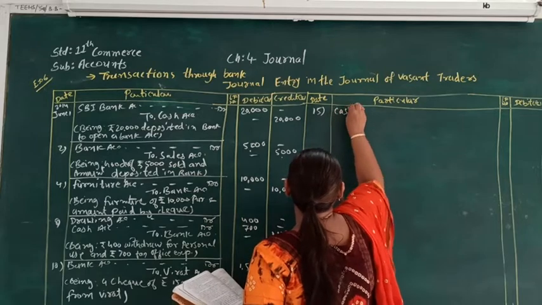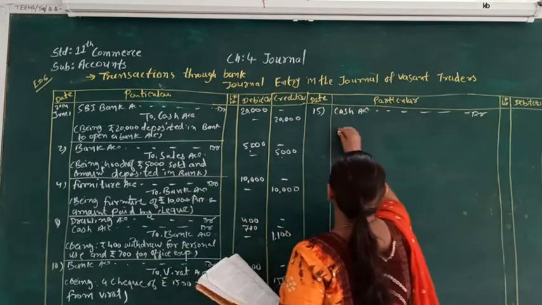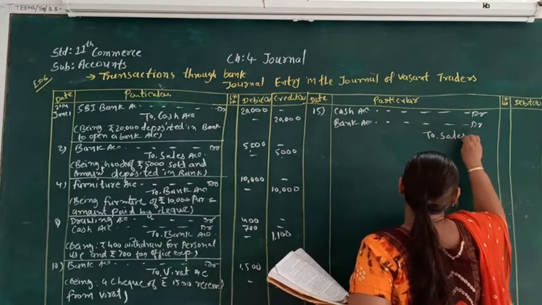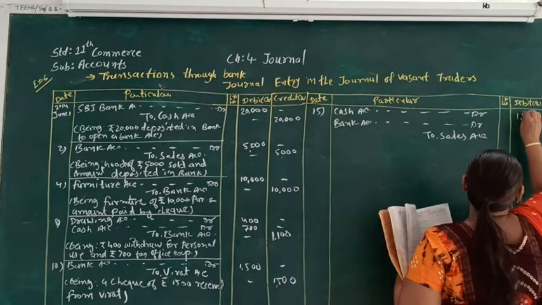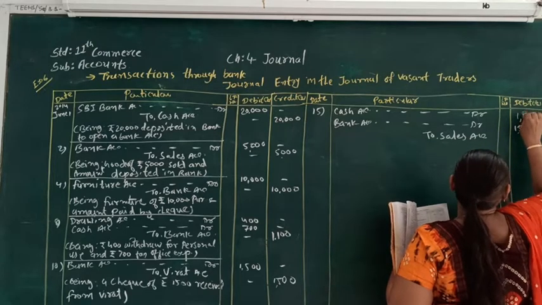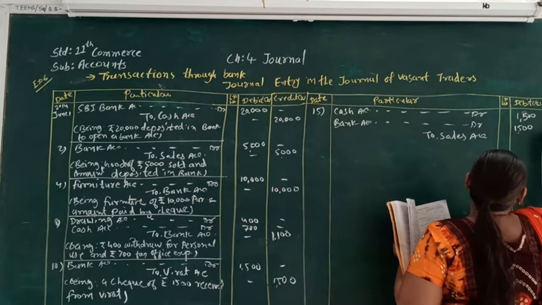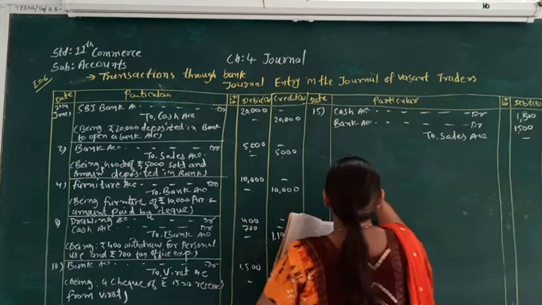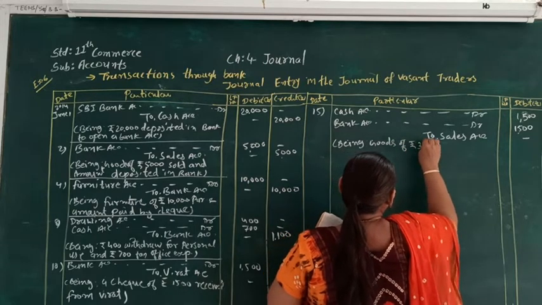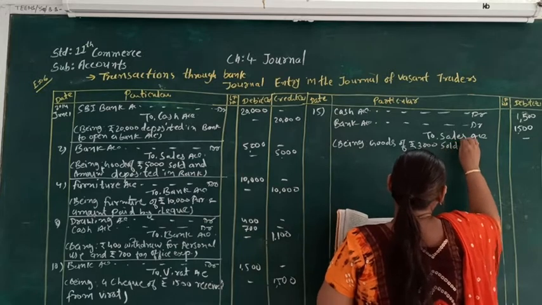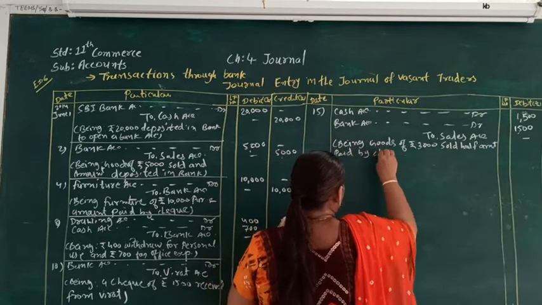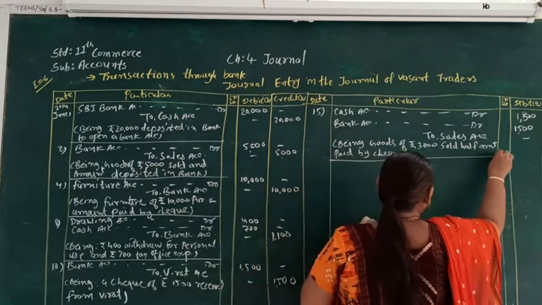Cash account debit, bank account debit, to sales account. Here half amount means 1500, 1500, and here 3000. Being goods of rupees 3000 sold, half amount paid by check. So that was the 15 number.